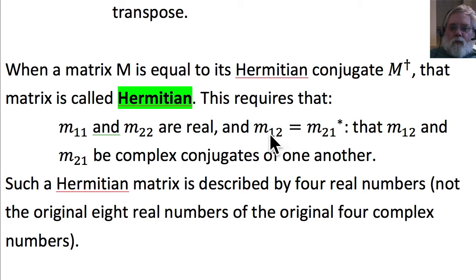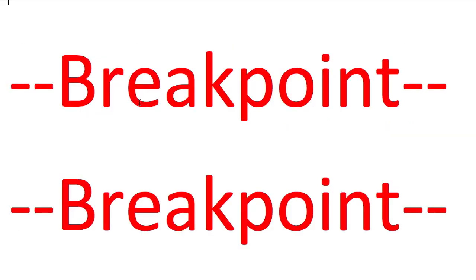M12 and M21 are conjugates of one another, so we could pick one. We could pick M12. It can be any complex number, so it requires 2 real numbers to describe that. So we need 2 real numbers for this diagonal and 2 real numbers for the off diagonal. This is a possible time to take a break.